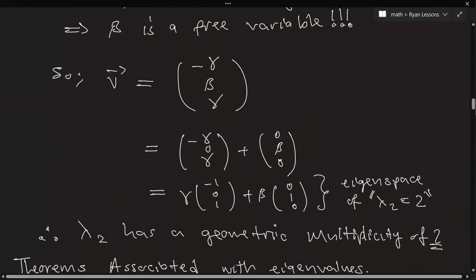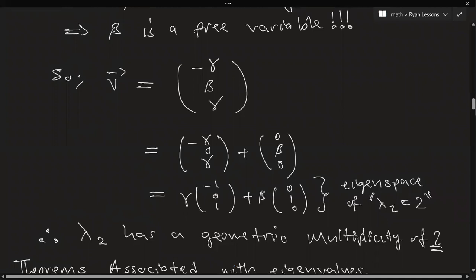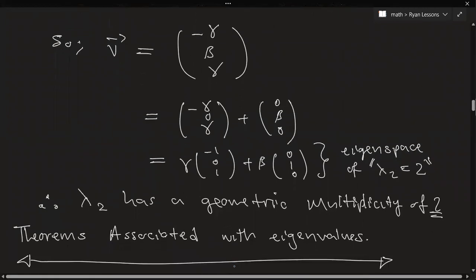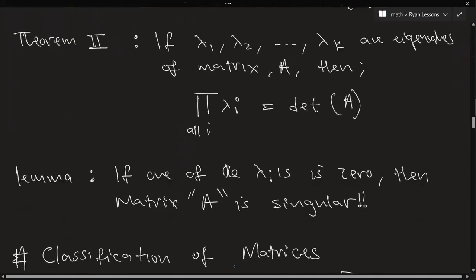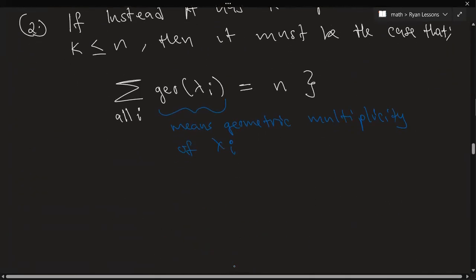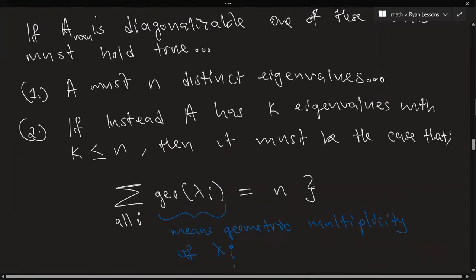Because when you say 2 plus 1, you get 3. So since the total algebraic multiplicity adds up to the number of columns, we can conclude that the system is diagonalizable. If ever they ask you to prove it, this will be sufficient.